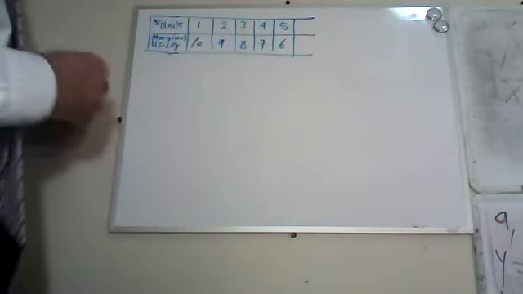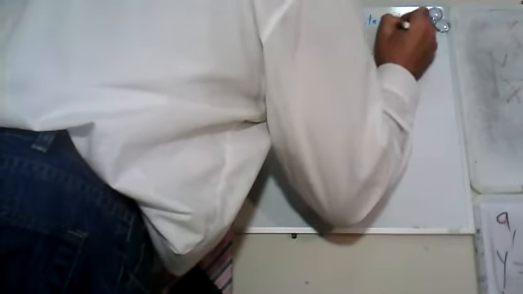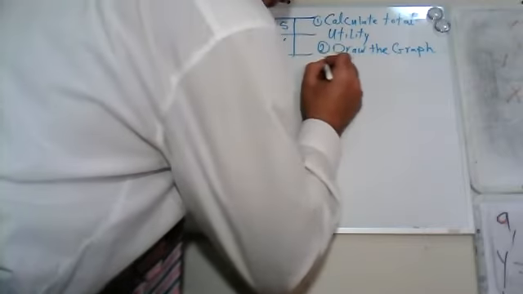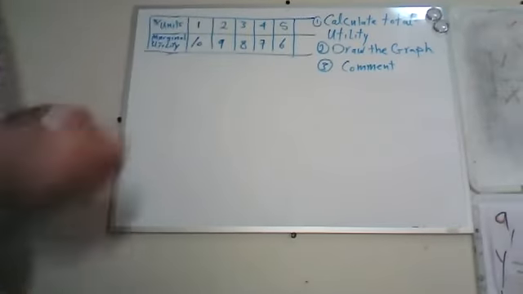That's fine. So the questions here are: first, calculate the total utility. Second, draw the graph. Third, after drawing the graph, comment on your results. Just comment on the results.